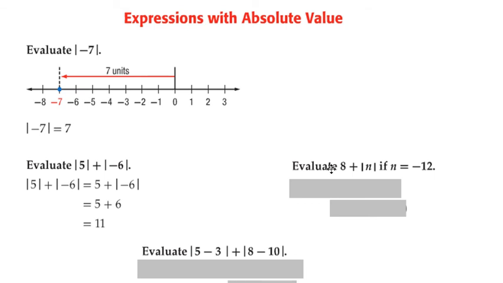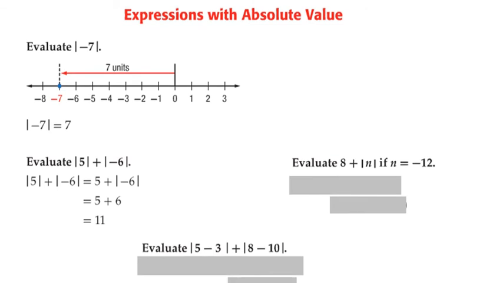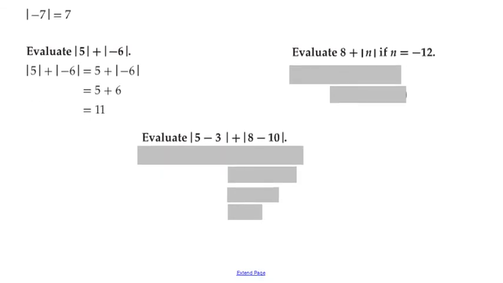How about over here? It says evaluate 8 plus the absolute value of n if n is equal to negative 12. So 8 plus the absolute value of n, first we have to substitute in the negative 12 for n. So 8 plus the absolute value of n is equal to 8 plus the absolute value of negative 12. Well, this is really 12, so 8 plus 12 is 20.